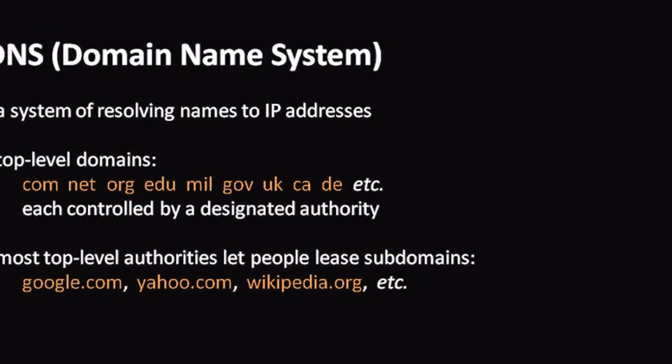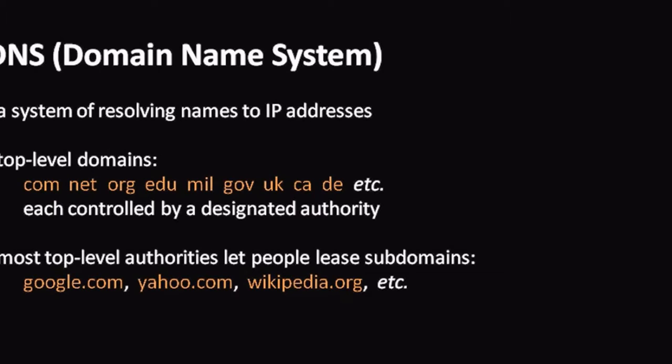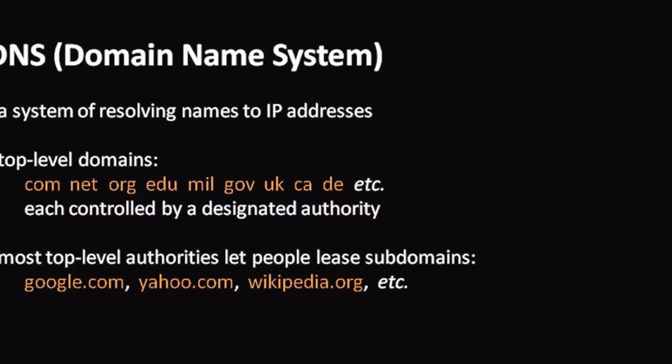Now, the obvious problem with IP addresses is that they are numbers, and numbers just aren't very human-friendly. They're hard to remember. And so the DNS, Domain Name System, was invented. The DNS system is a system of resolving names, like yahoo.com, to IP addresses.